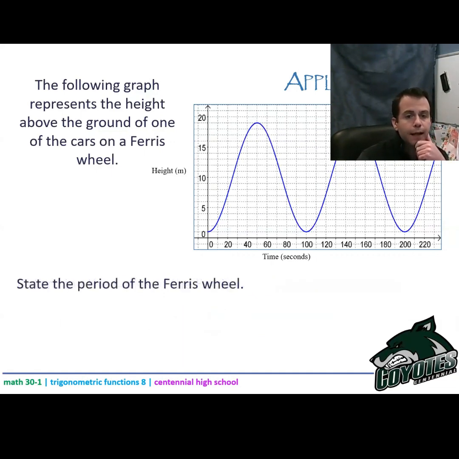Okay, then state the period of the Ferris wheel. Well, I can actually see that right off the graph. The period's 100 seconds because I start at this minimum here, and then I go to this minimum here. So total period would be 100 seconds.